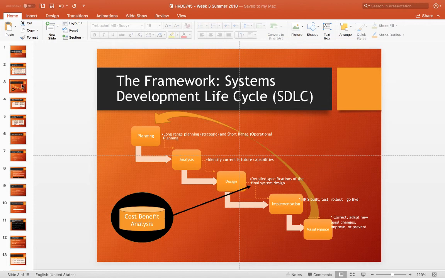So we reviewed the SDLC this past week. So right now you have an understanding of both the planning and the analysis phase. So we're going to concentrate on the design, which is basically the detailed specifications of the final system. And we're also going to talk about the costs related to it.